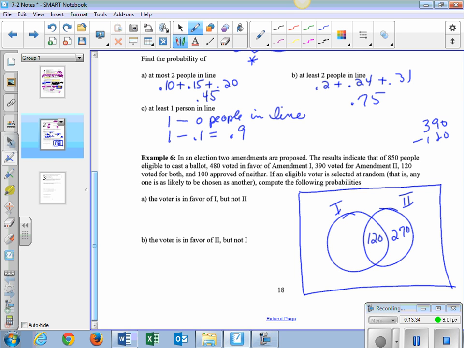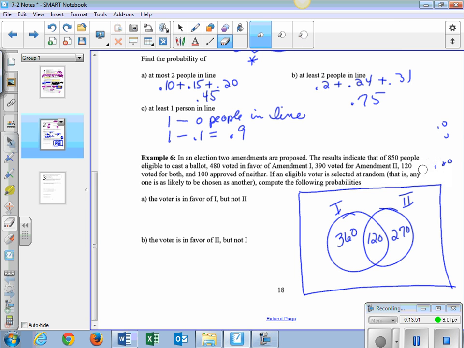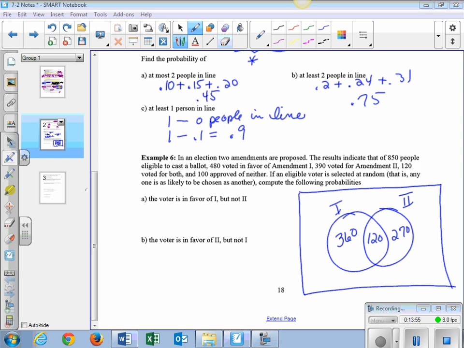Remember, the whole circle has to add up to 390. Amendment 1 was 480. So I take my 480 and I'm going to subtract my 120 to see that I get 360 for that one. Okay. So then it said that 100 approved of none of these, so that 100 goes on the outside.